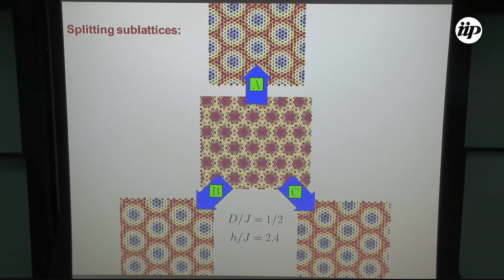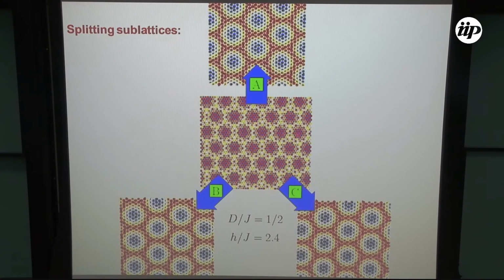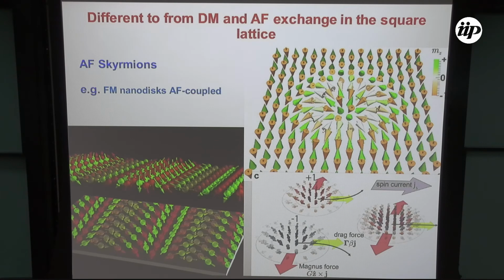I was convinced that these bubbles here were carrying some Z2 vortex charge, but we are still trying to characterize this precisely. What I can tell you first is that at first we called this an antiferromagnetic skyrmion lattice, but then this became confusing because this is what one would call an antiferromagnetic skyrmion.